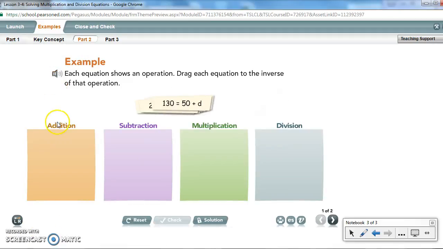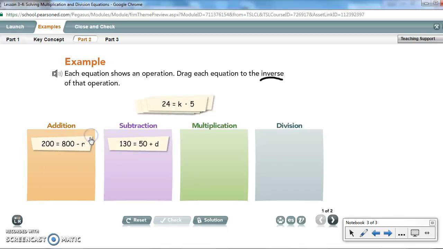Each equation shows an operation. Drag each equation to the inverse of that operation. Inverse is the opposite. When you look at these, you need to identify the sign. This is an addition sign. What is the opposite of add? Subtract. This one's the opposite of subtraction. What's the opposite of subtraction? Addition. Make sure you copy these down.